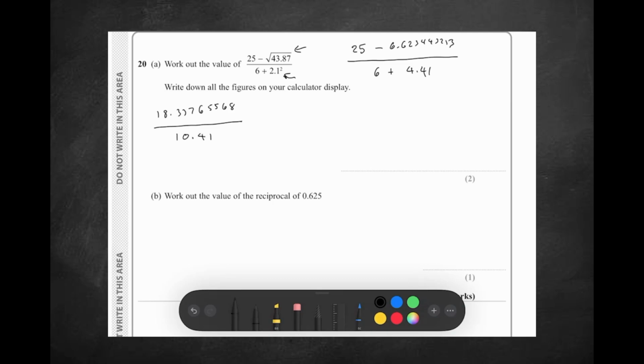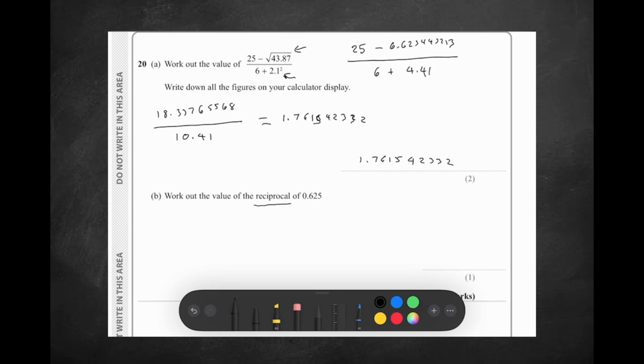And then I'm going to do that calculation on my calculator, 18.3376556 divided by 10.41 gives us 1.76154232. So it is just knowing on a bigger question that you need the order of operations to be in that order, basically. And then part B as well, we'll do work out the value of the reciprocal of 0.625.